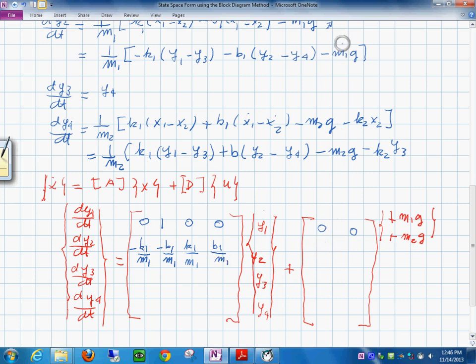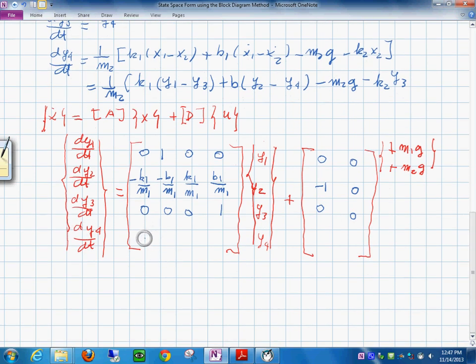And then this one is going to have a minus 1 over here and a 0 because of this. And now on the other one, y sub 3 dot is y sub 4, so this is going to be like this, and this will be a 1. Okay, and then of course this would be a 0, 0. And then you have in here the y sub 4 from this equation. For y1, what do we have? K sub 1 over m sub 2.